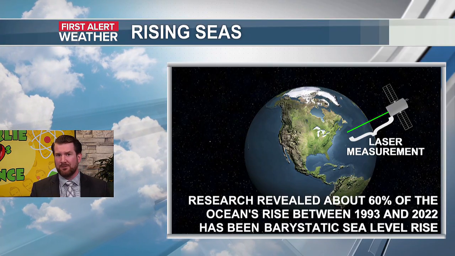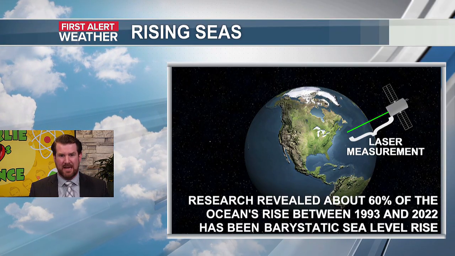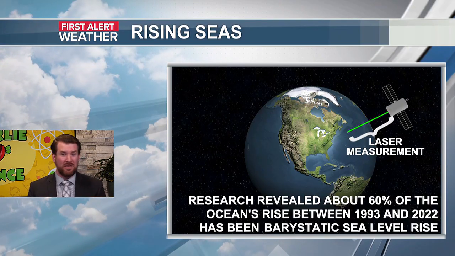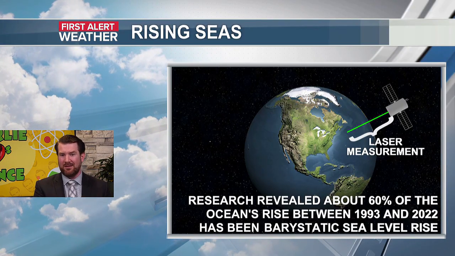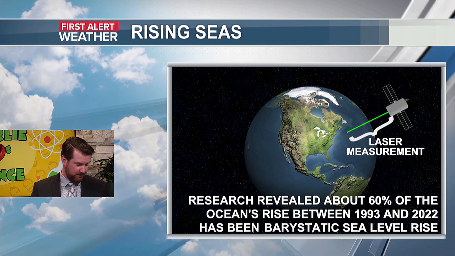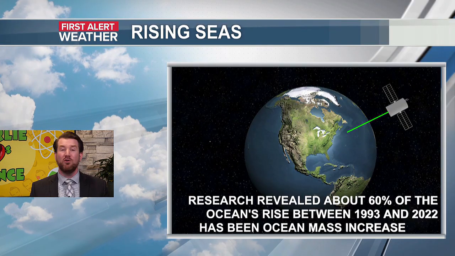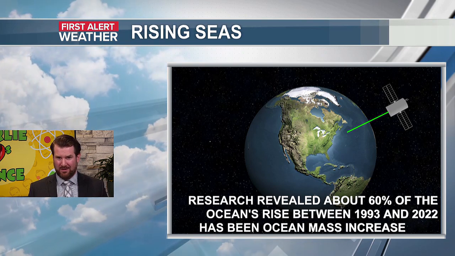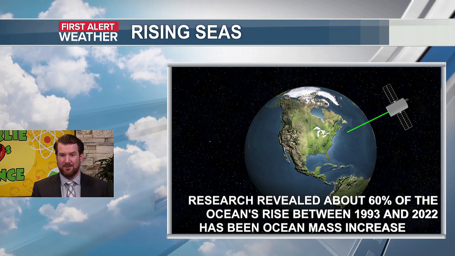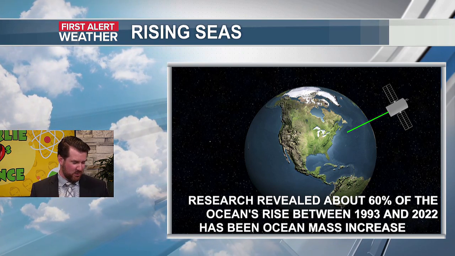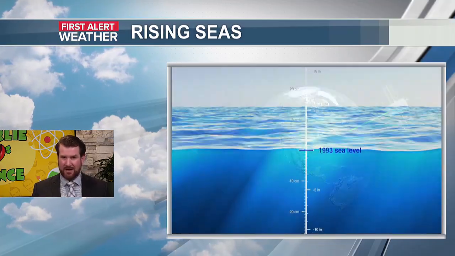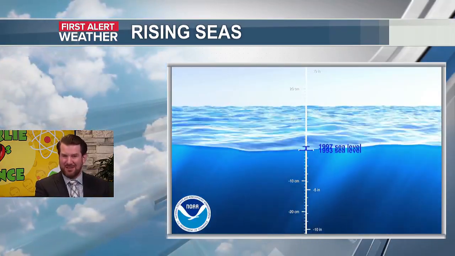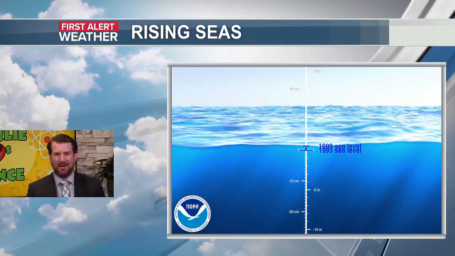Now, the research revealed that about 60% of the ocean's rise between 1993 and 2022 has been due to barystatic sea level rise, or, to put it in layman's terms, ocean mass increase. At least 60% of the rise has been attributed, that's a better way to put it, to additional water flowing into the ocean.